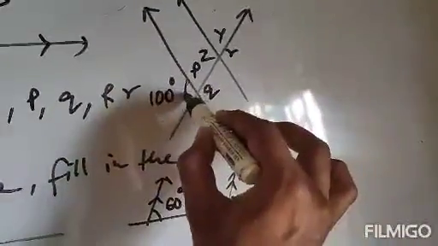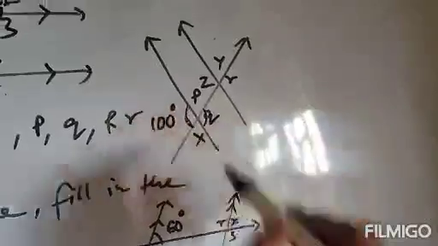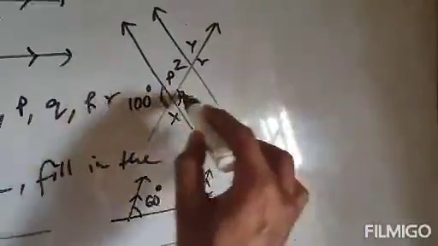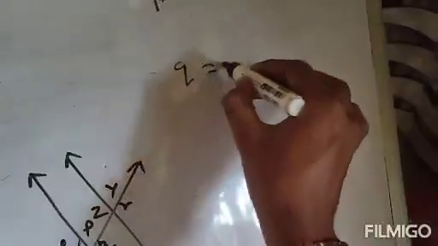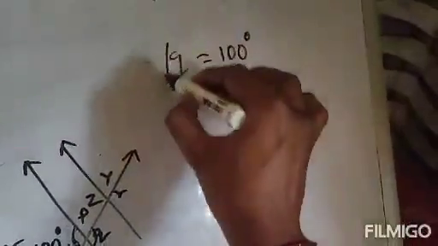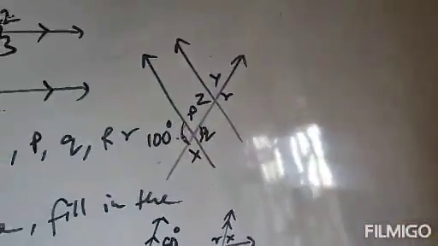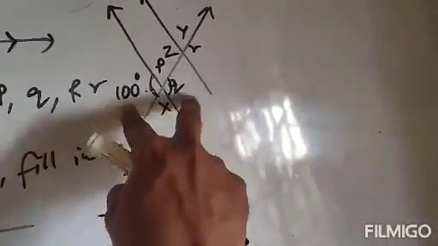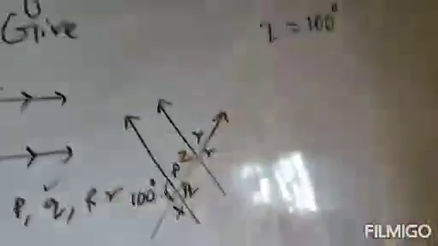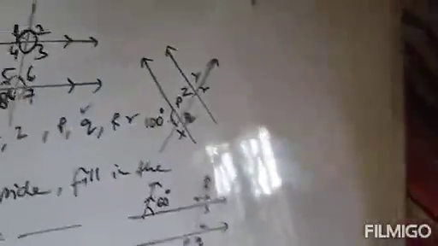So if this is 100 degree, this angle will also be 100 degree, because both these angles are vertically opposite. So q will be 100 degree. Clear? Because these angles are vertically opposite. So we have got the value of q. Just write q equals to 100 degree. No need to give angle sign.